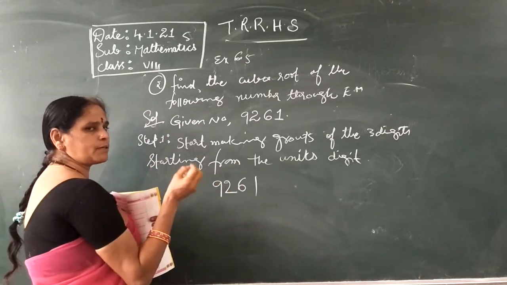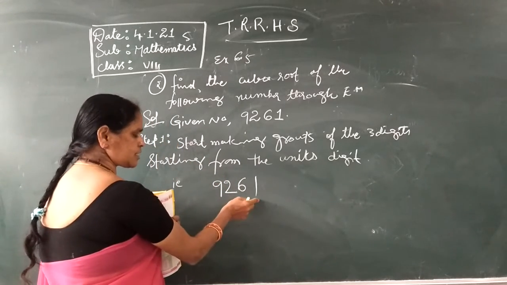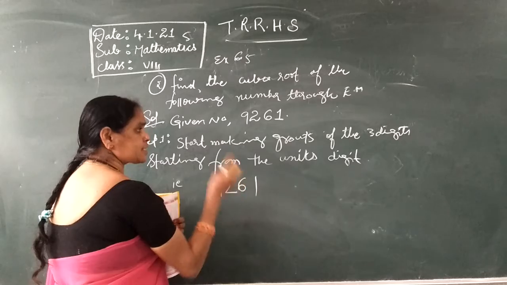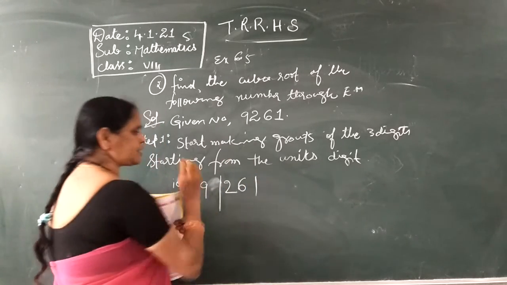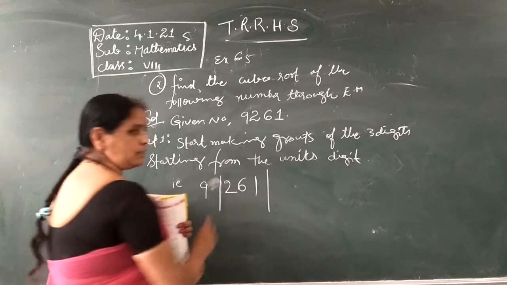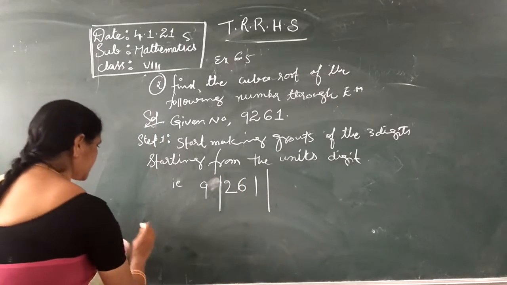Always you have to group from the ones digit. So the ones digit is this. Ones, tens, hundreds: 3 digits you have to make one group. So draw one line and write 9 here. So 3 digits form one group. Now the second step.